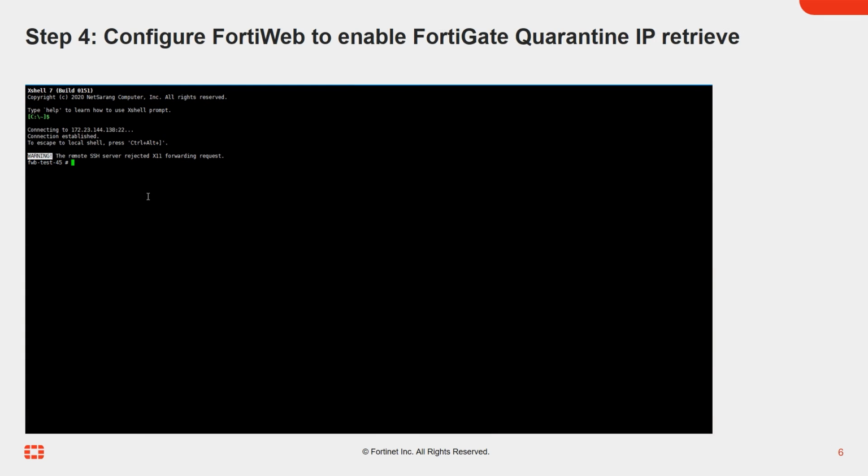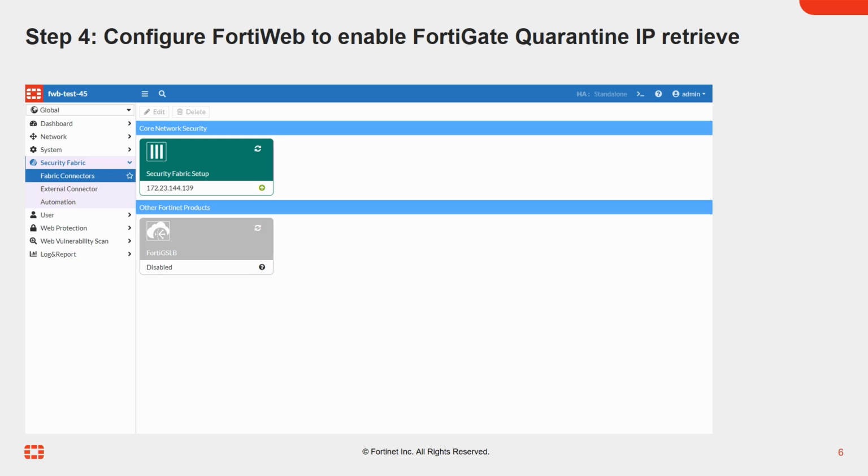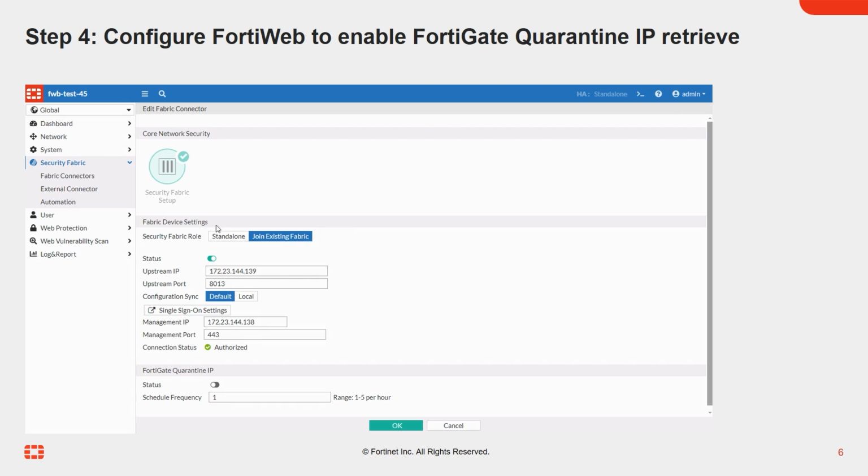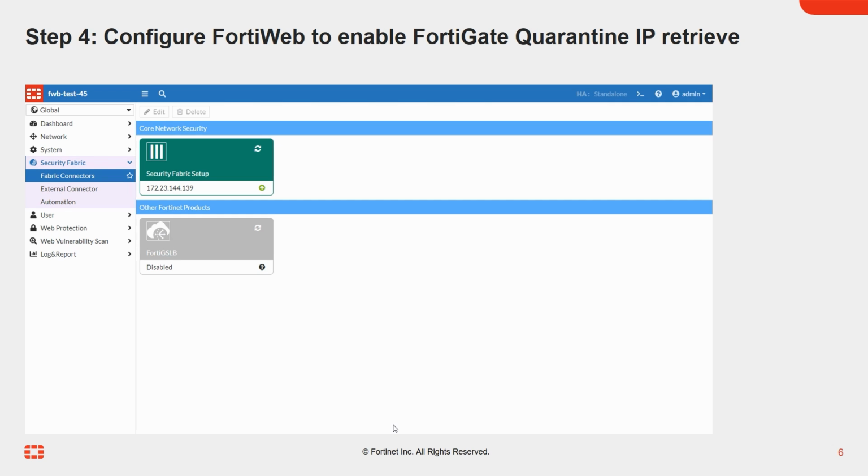First, we use a CLI command to check the FortiWeb quarantine IP list. At this stage, FortiWeb does not have any quarantined IPs. Next, we head over to the Security Fabric Setup page in FortiWeb. In the FortiGate Quarantine IP section, we enable it and set the retrieval frequency. Then FortiWeb will automatically fetch quarantined IPs from FortiGate 5 times per hour.